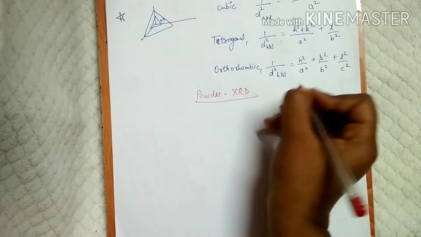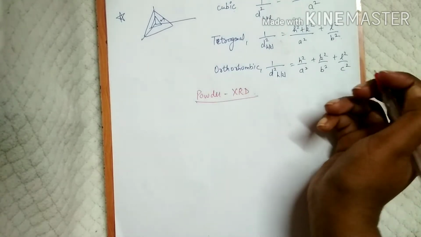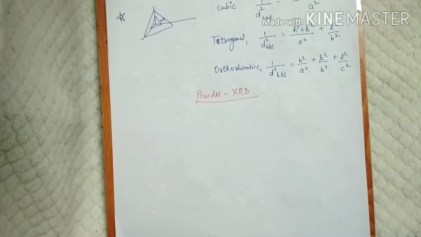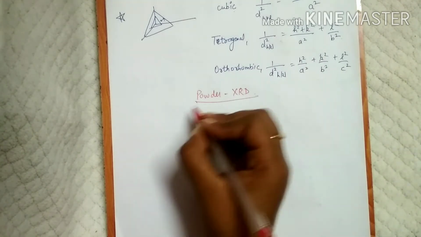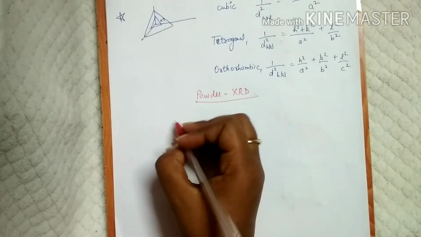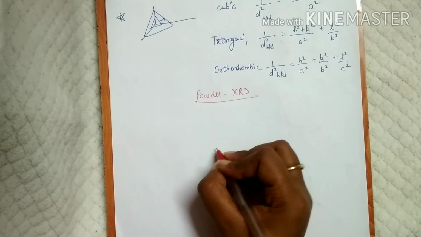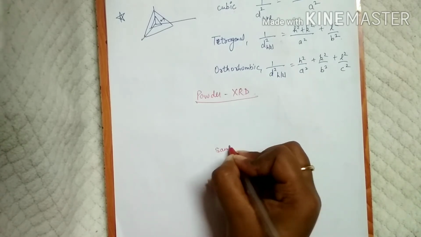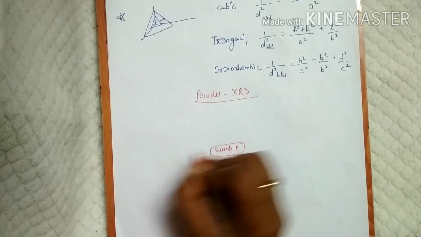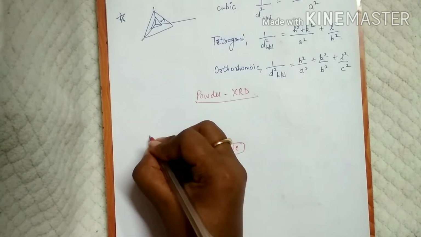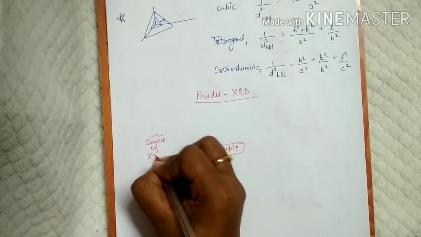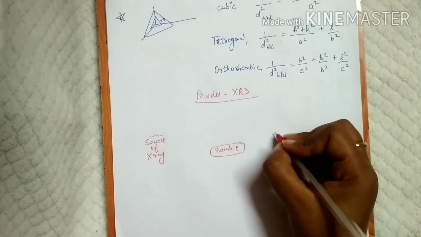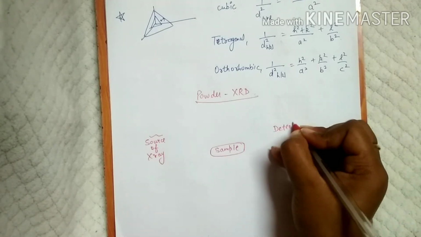Okay, X-ray diffraction. Why Miller indices are used is definitely going to be explained by this technique of powder XRD. We need a little knowledge about this. Suppose here is your sample, here is your source of X-ray, and here is the detector.